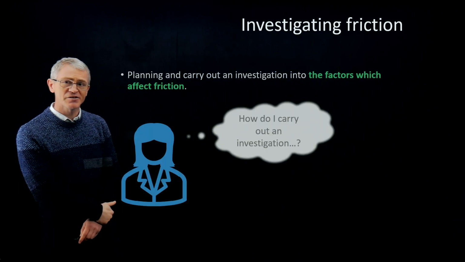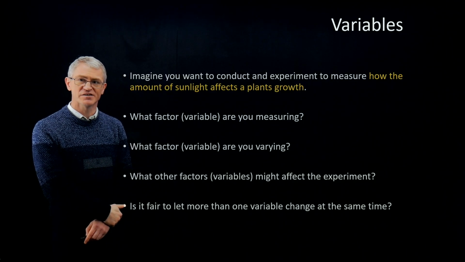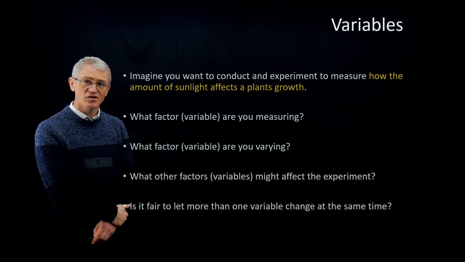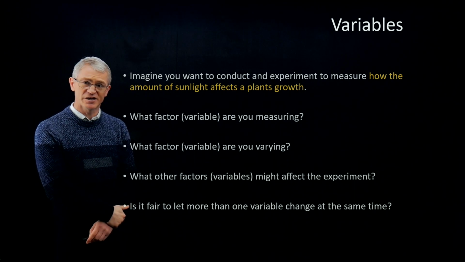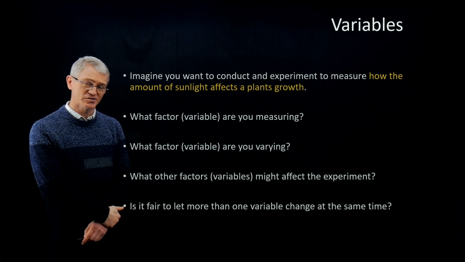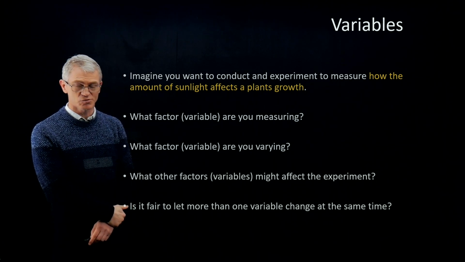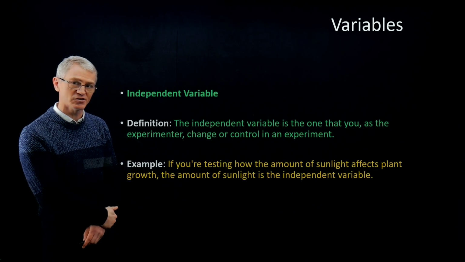Now, planning and carrying out an investigation into the factors which affect friction. How do I carry out an investigation? So let's do this. We're going to see how the amount of sunlight affects a plant's growth. So what are you measuring? What are you varying? And what are the other factors you might control? And should you change more than one variable at the same time? Well, the answer to that is no. You should only change one variable at one time, and that's it. But let's go through each one of those in turn.